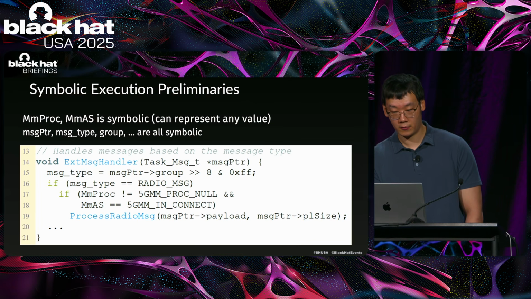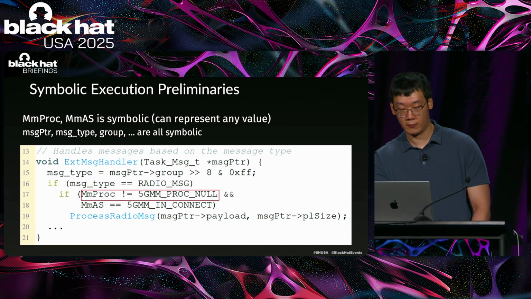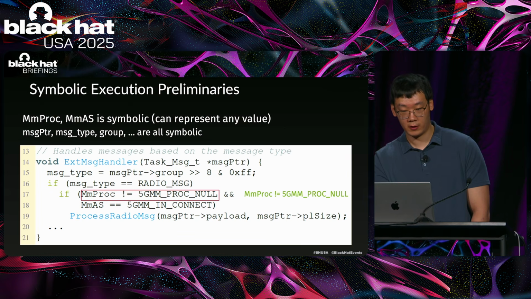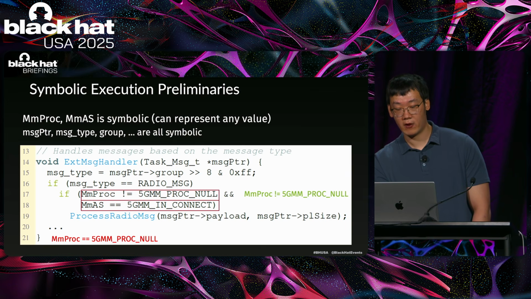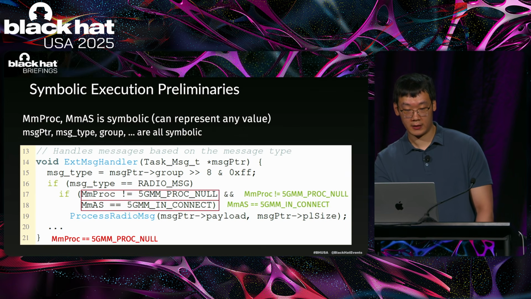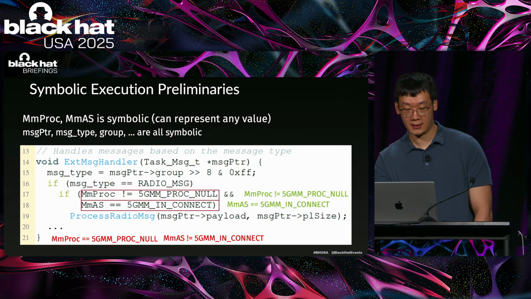During its execution, when it encounters a branch, it will explore both directions of the branch. So the symbolic execution engine knows that to satisfy this first if branch, the proc variable has to be not null, versus the other direction, where it is null. Similarly, to satisfy the second branch here, the AS variable has to be in state connect, or in the other direction, it is not connected. As the symbolic execution keeps going through the code, it builds different ranges of variables for it to reach different regions of the code. Eventually, it will conclude that to reach line 19, proc has to be not null and AS has to be in connect.